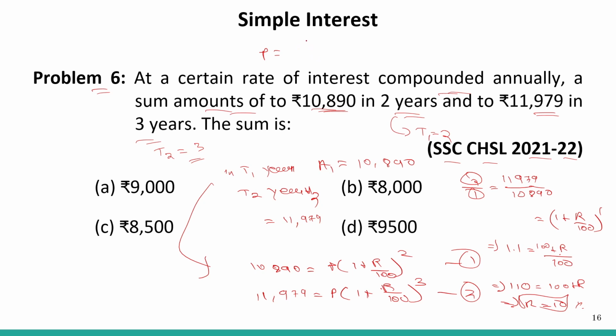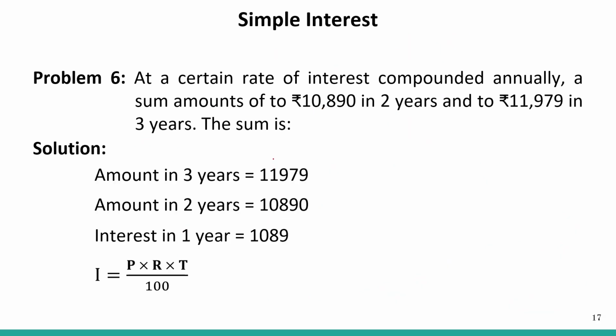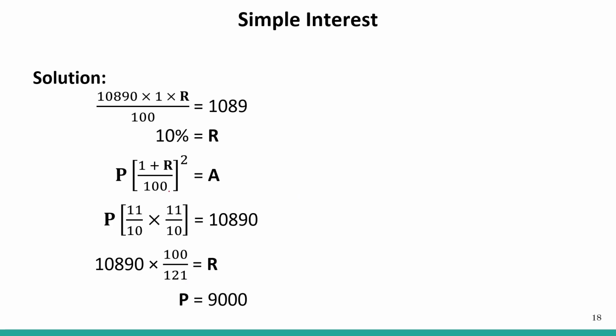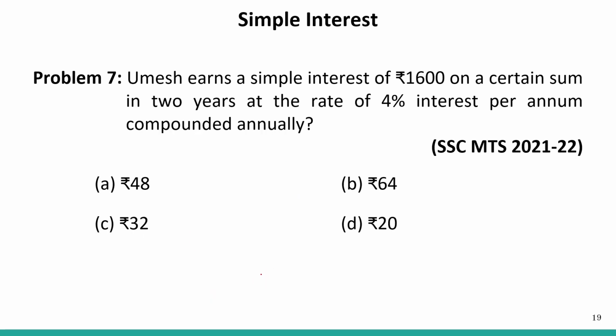How? P is 10,890 by (1 plus 0.1) whole power 2, which is nothing but 9,000. So 9,000 will be the correct answer. The amount in 3 years is 11,979, the amount in 2 years is 10,890, and the interest in 1 year is 1089. So I is equal to PRT by 100, and the answer will be 9,000. So 9,000 will be the correct answer.